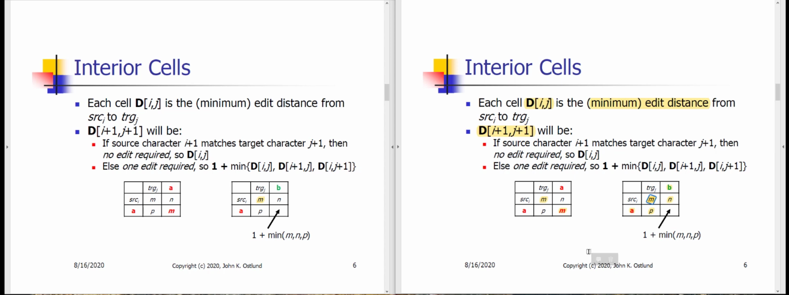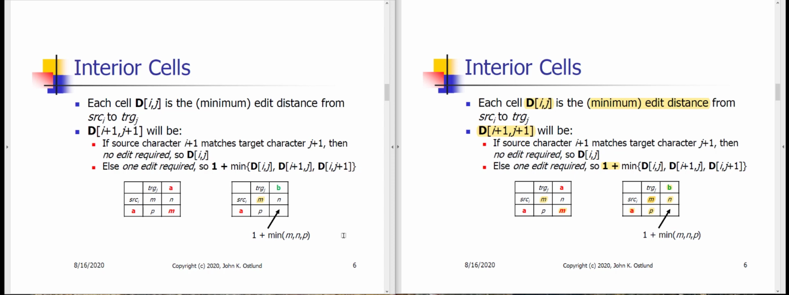And we want to find which one of those is the minimum. That is, if we do an insertion or a deletion or a replacement, which one of those will give us the minimum edit distance for this new cell that we're trying to fill in. Okay, so it's 1 plus the minimum of those 3 cells.